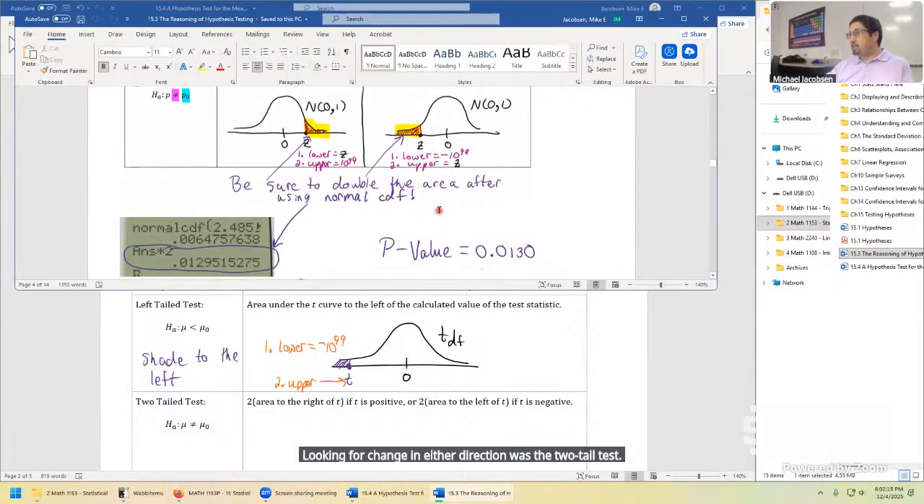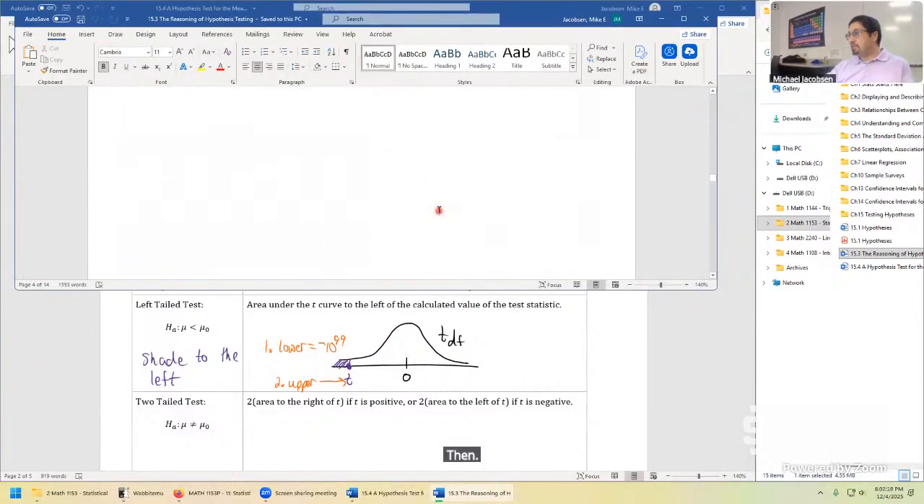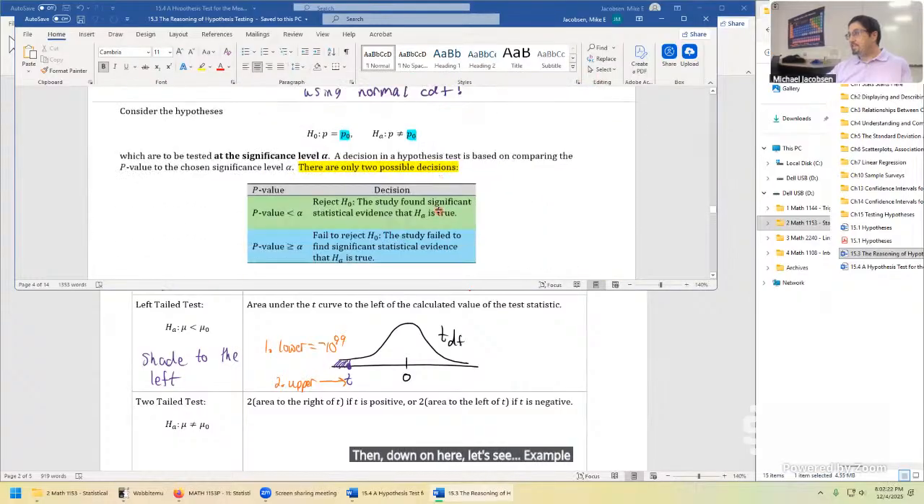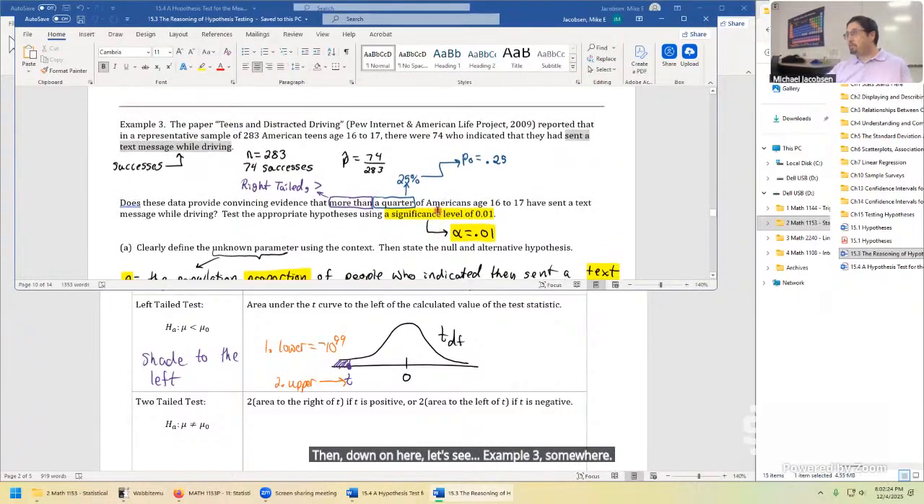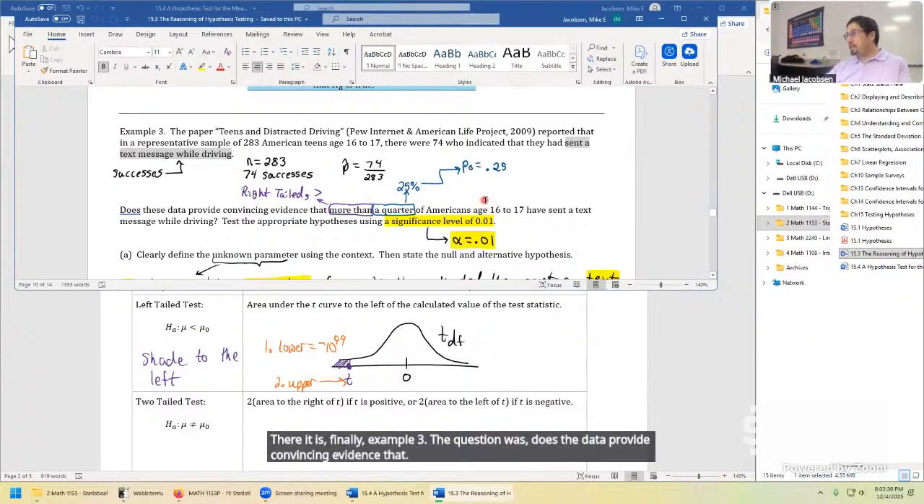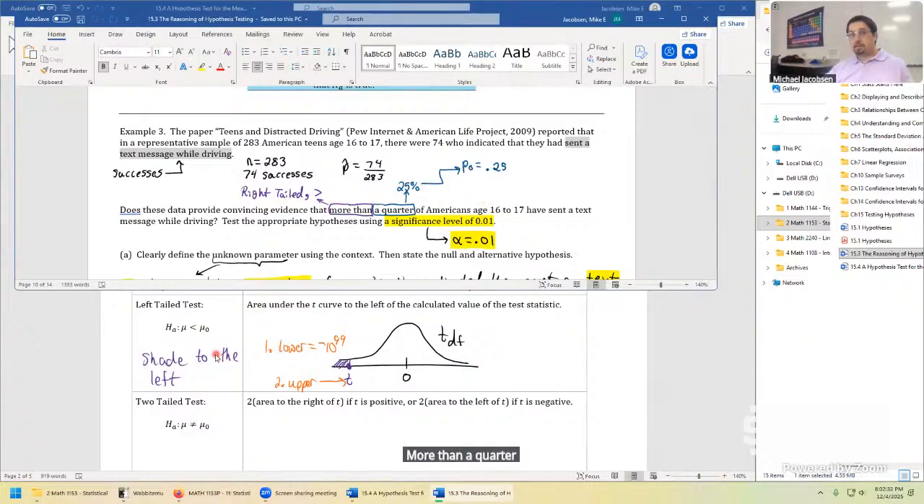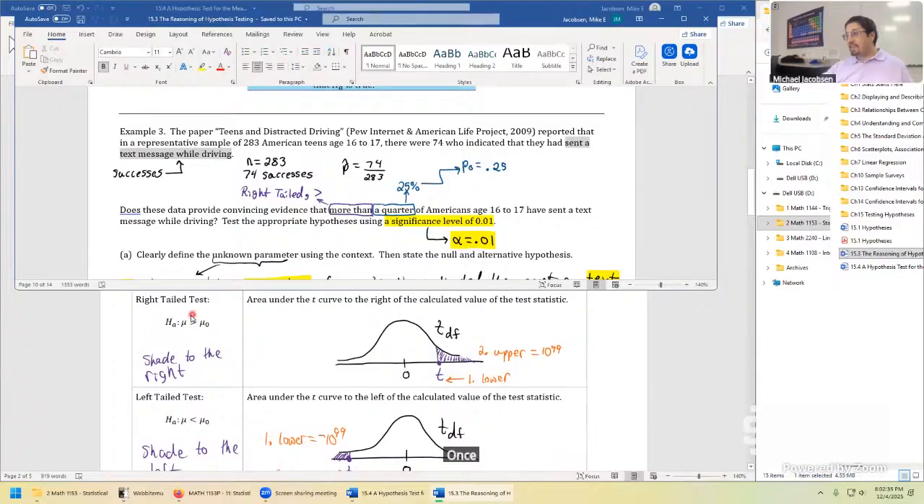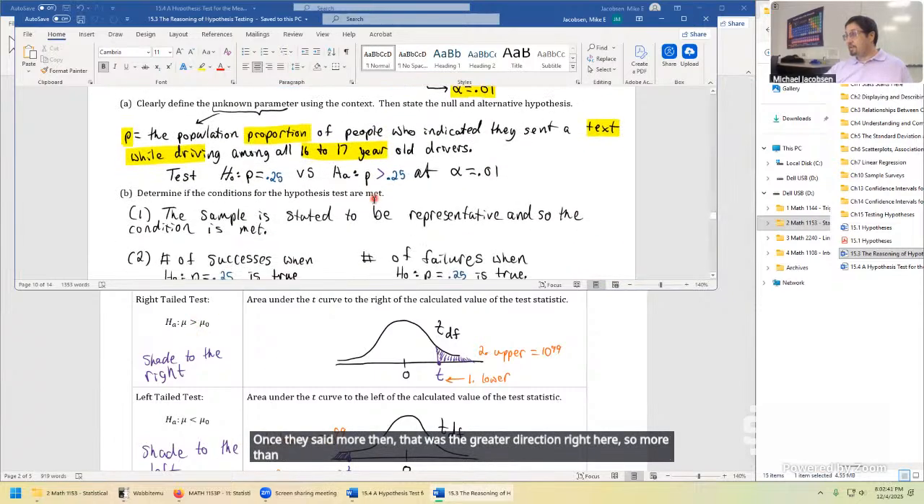Then down on here, let's see, example 3 somewhere. There it is, finally, example 3. The question was, does the data provide convincing evidence that more than a quarter of Americans have sent a text while driving? But once they said more than, that was the greater direction right here. So more than would be conflated with greater than on this one.